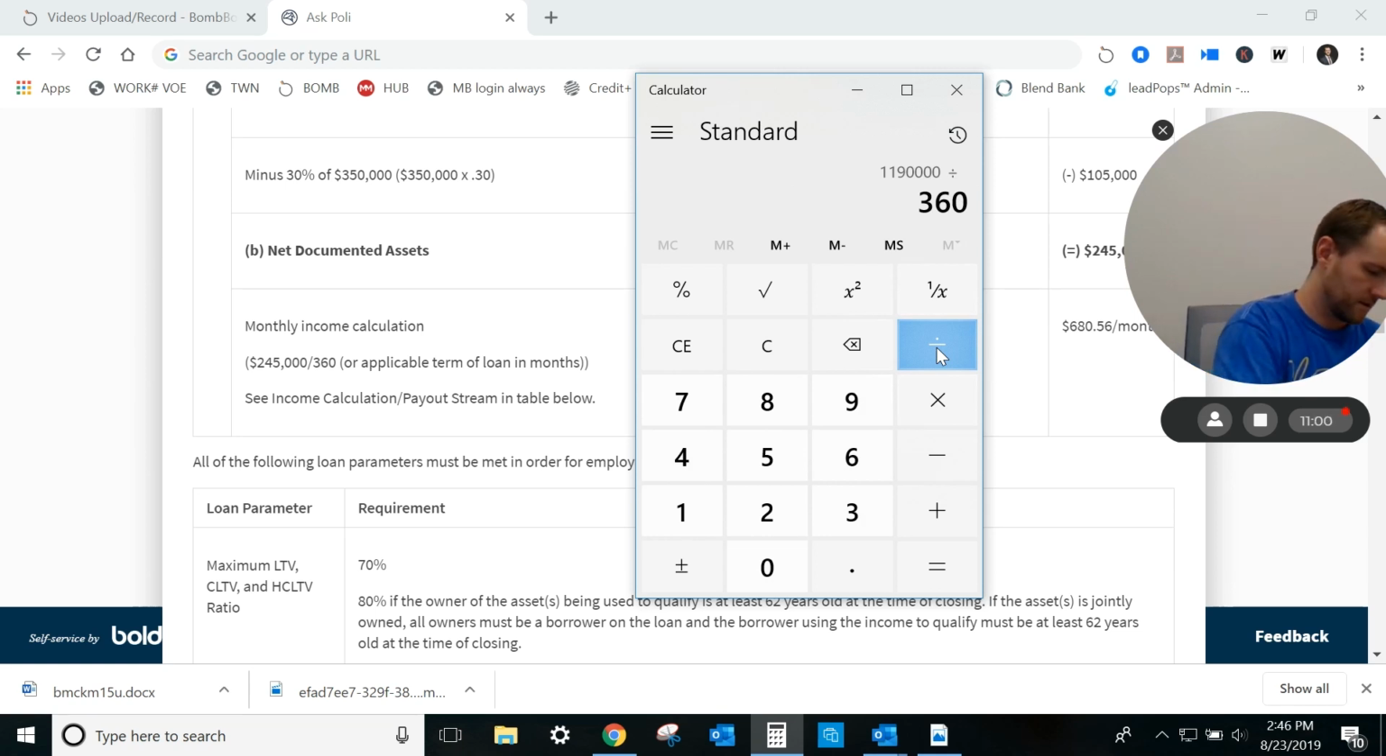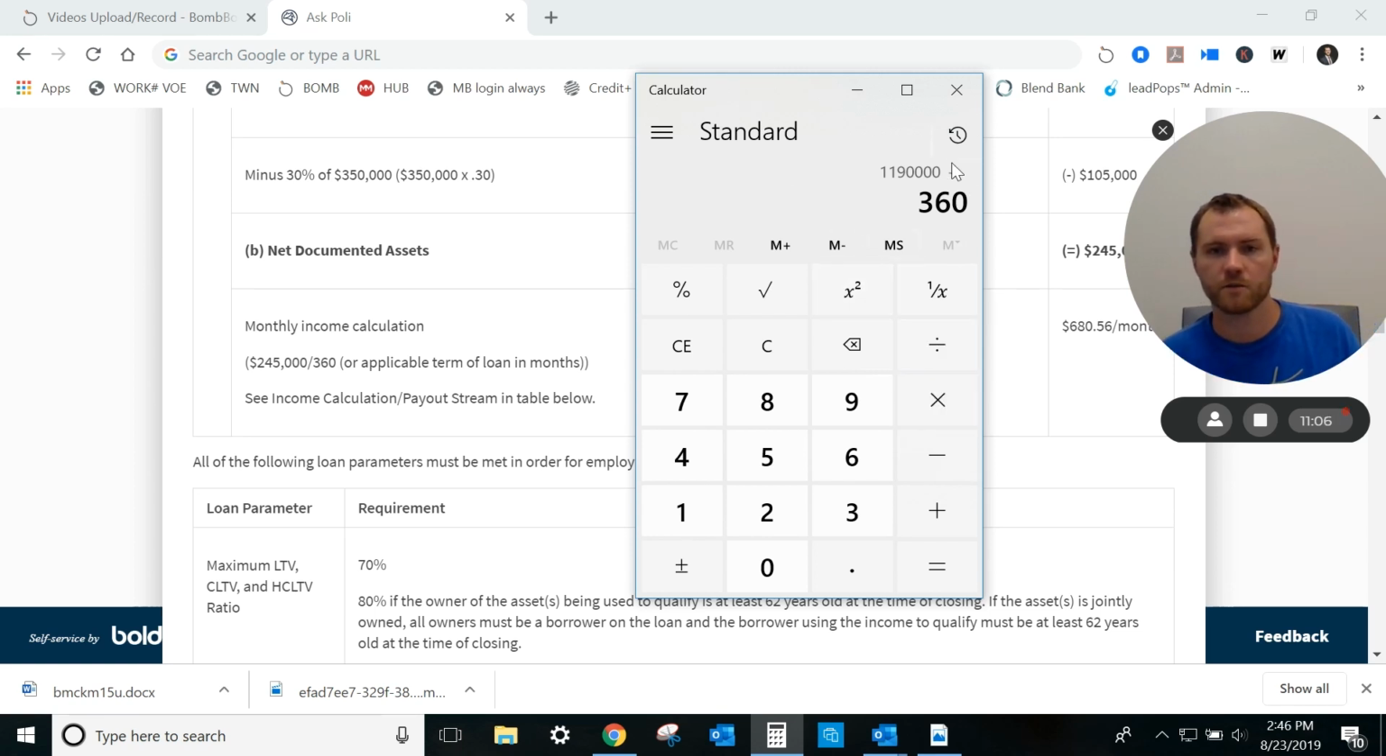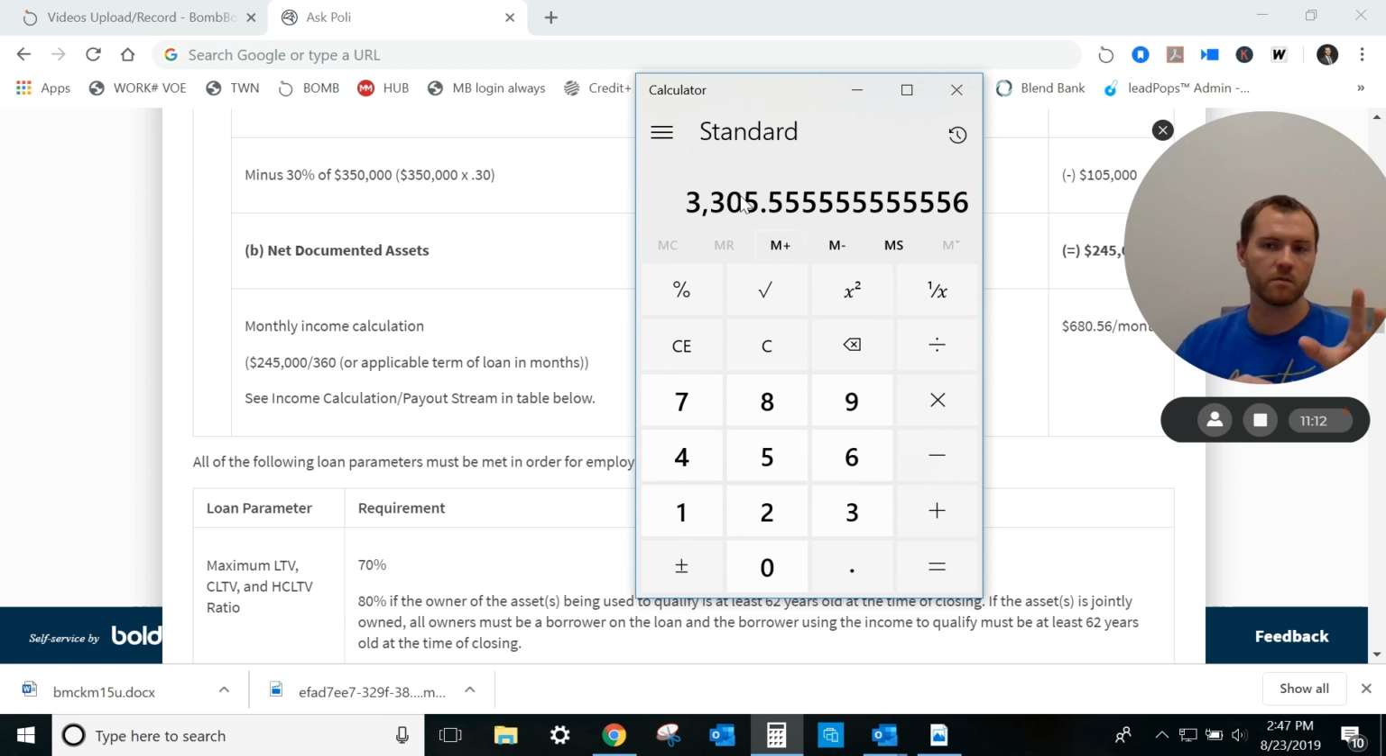119. All right, get that written down just in case. 360 is the number of months in a 30-year fixed. That would put your qualifying income in this scenario, the qualifying income that the mortgage lender, loan officer, mortgage broker like myself would use to submit to underwriting. We would submit this number right here, $33.05 per month.